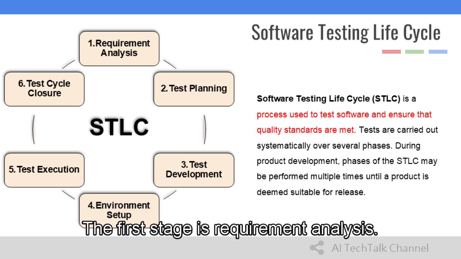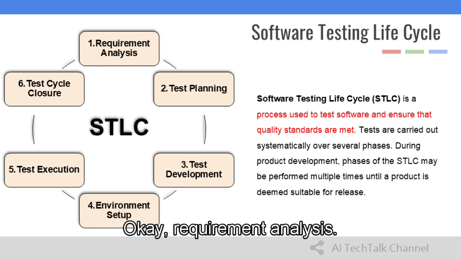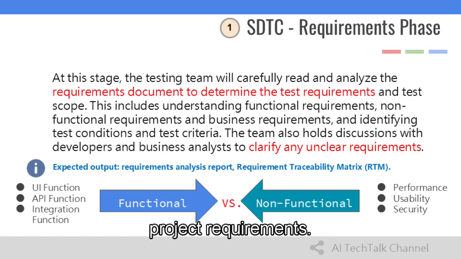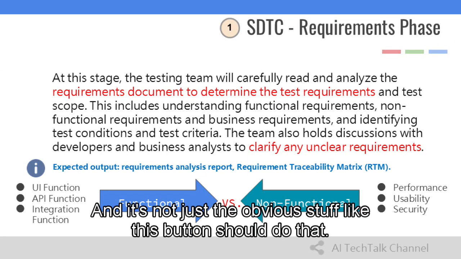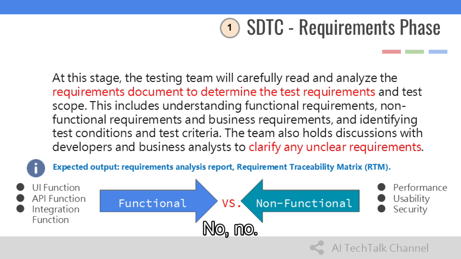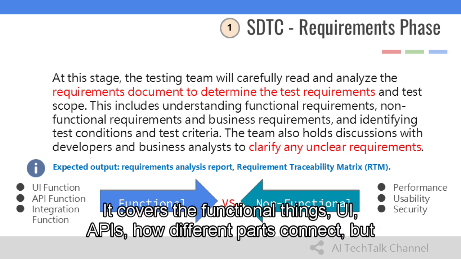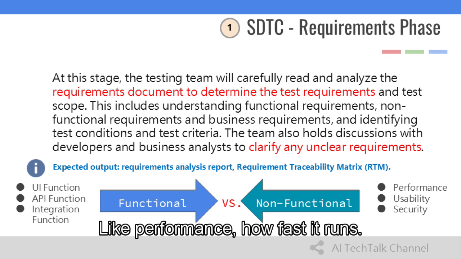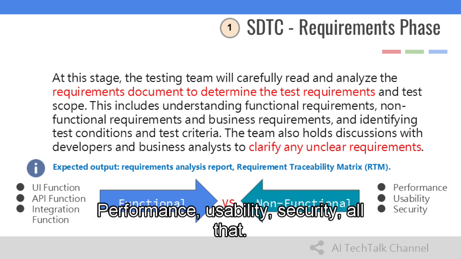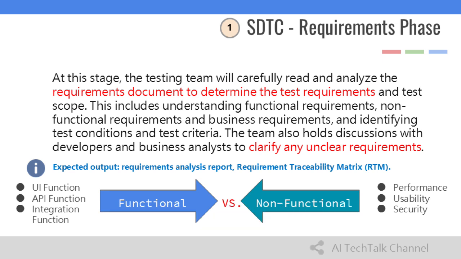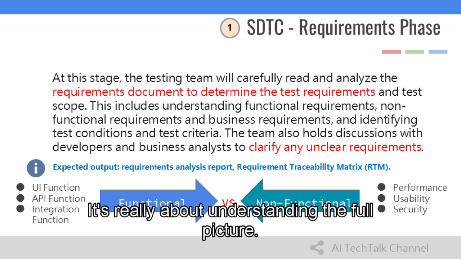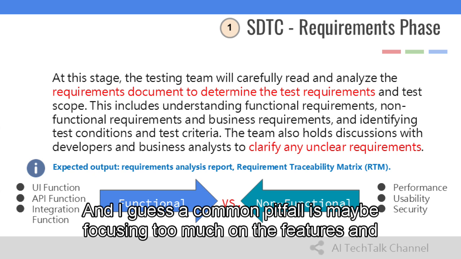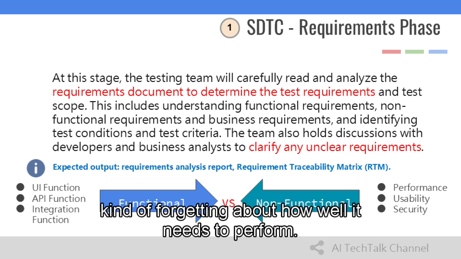The first stage is requirement analysis. So before anyone's even thinking about coding, the testing folks grab the project requirements. They dive into that requirements document. And it's not just the obvious stuff, like this button should do that. It covers the functional things, UI, APIs, how different parts connect, but also the non-functional side, like performance, how fast it runs, usability, security, all that. Business requirements, too. It's really about understanding the full picture. A common pitfall is focusing too much on the features and forgetting about how well it needs to perform.